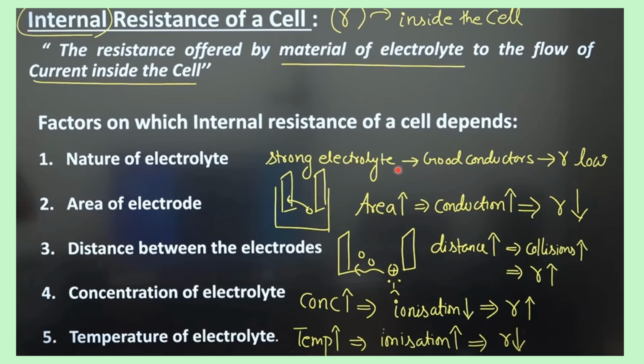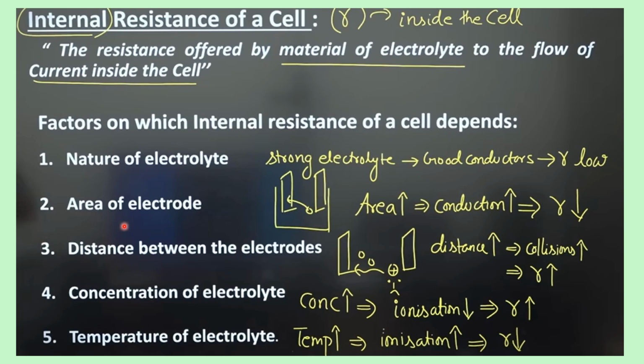But consider a weak electrolyte. A weak electrolyte is a poor conductor, so the number of ions getting ionized is reduced. Then collision between the ions is more, so resistance will be more, and opposing force will be more. That you have to remember.